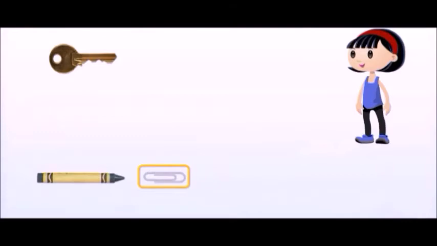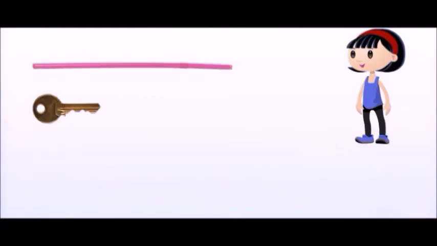Let's try the paper clip. Line it up with the key. Look at the end of the key and the end of the paper clip. Is the end of the paper clip shorter than the end of the key? Yes, so the paper clip is shorter than the key. So this is the object Rosa has.